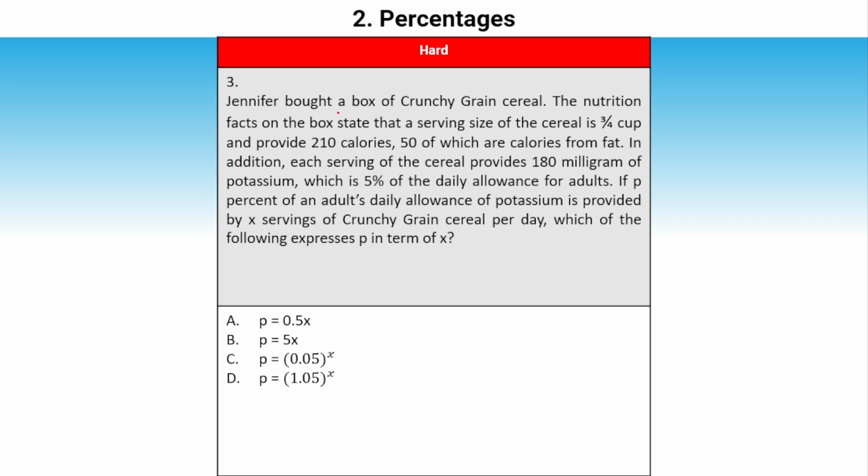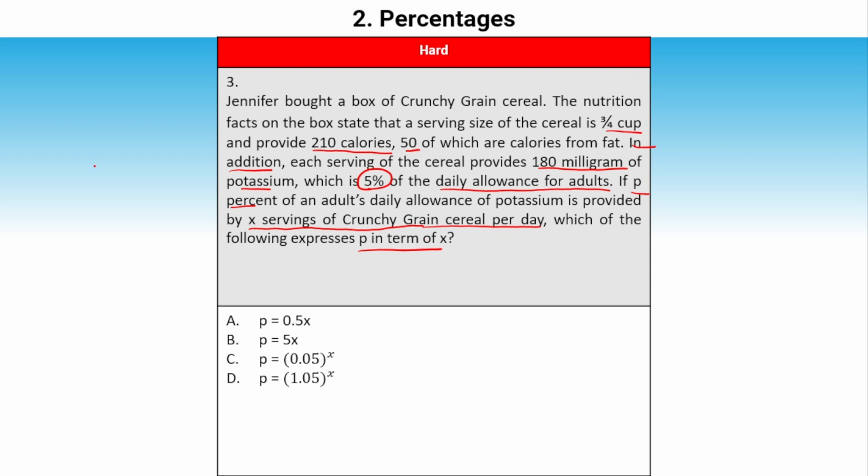Okay, it's hard. Jennifer bought a box of crunchy grain cereal. The nutrition facts on the box stated that a serving size of cereal is 3/4 cup and provides 210 calories, 50 of which are calories from fat. In addition, each serving of the cereal provides 180 milligrams of potassium, which is 5% of the daily allowance for an adult. If P% of an adult's daily allowance of potassium is provided by x servings of crunchy grain cereal per day, which of the following represents P in terms of x?